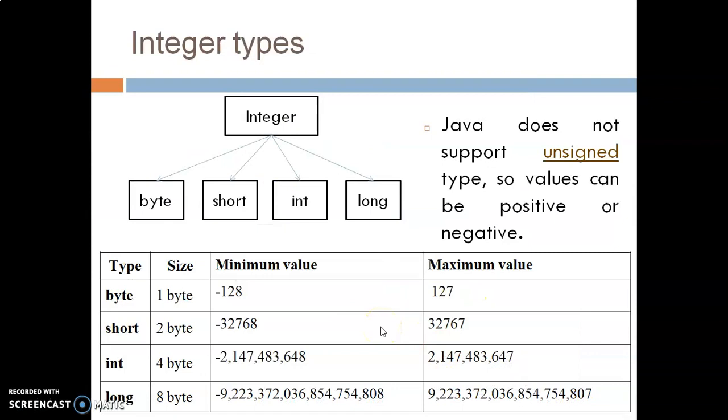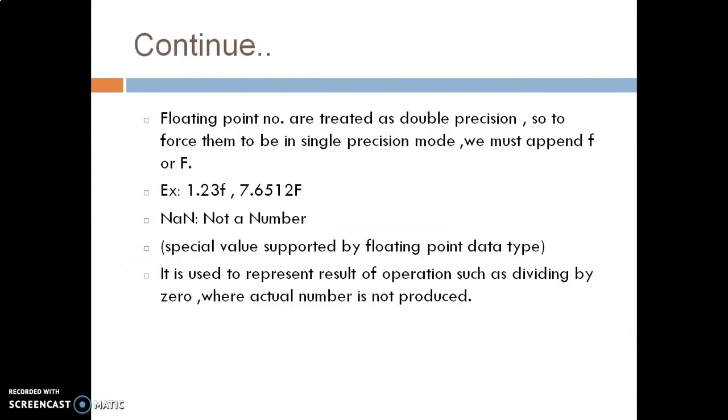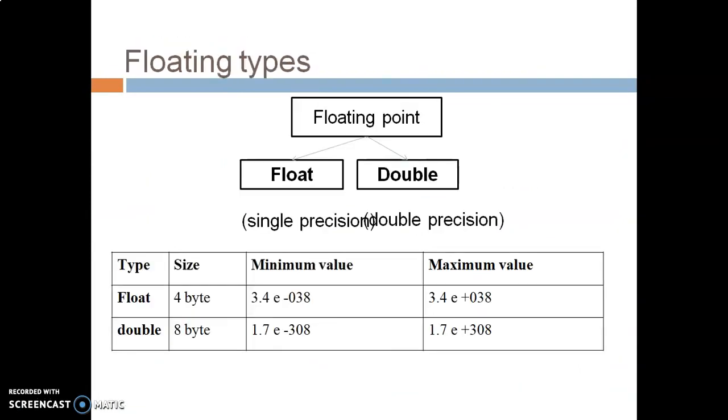So this is about the integer types. Then floating types. Again, floating type is divided into two parts, float and double. According to the size, you can see here, when I am talking about float, it consumes the size 4 bytes, and when I am talking about the double data type, it comes under the category of floating point. You can use this according to the requirement. Okay.